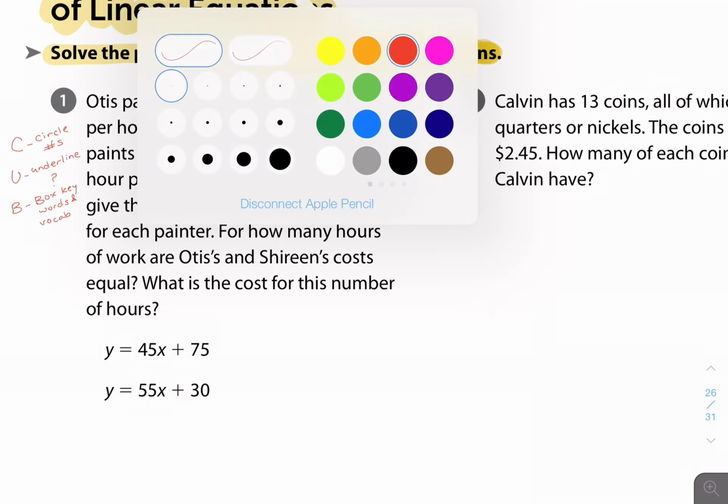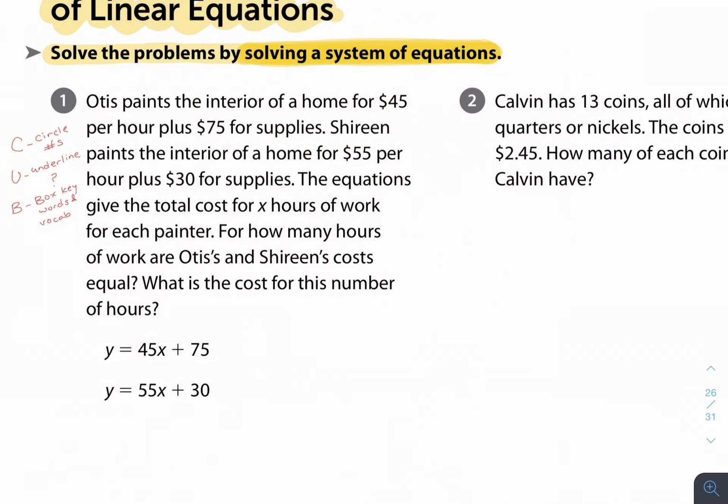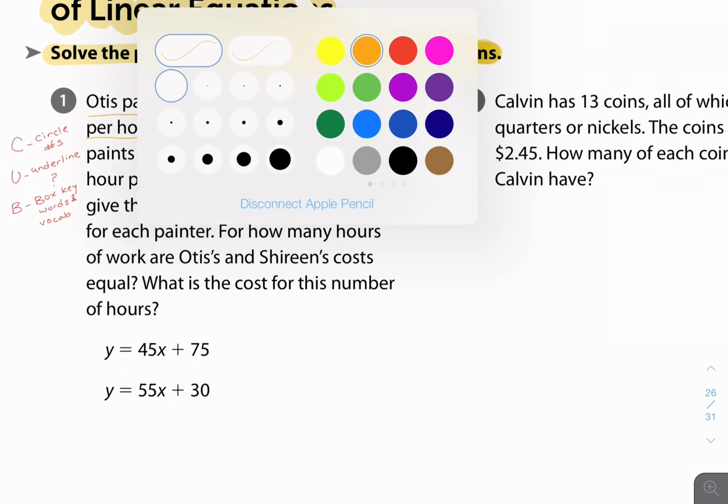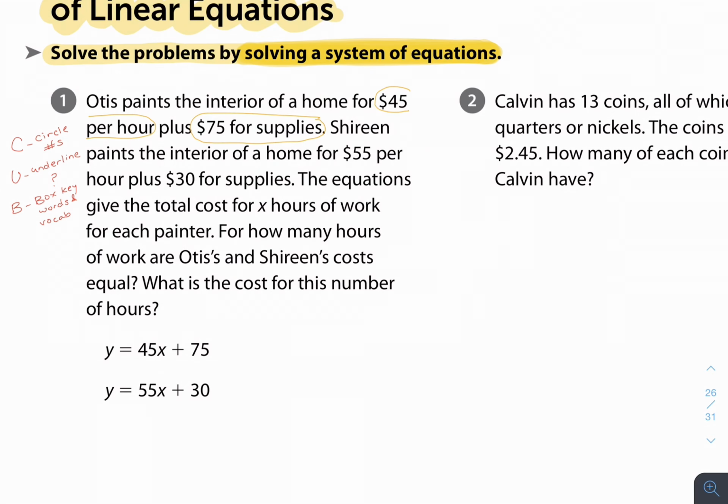So let's start with circling our numbers and units that are associated with those numbers. So I see a $45 here, but I also want to include this per hour here. That's important. And this $75 for supplies, circling supplies with it. I'm going to make my pencil a little thicker.